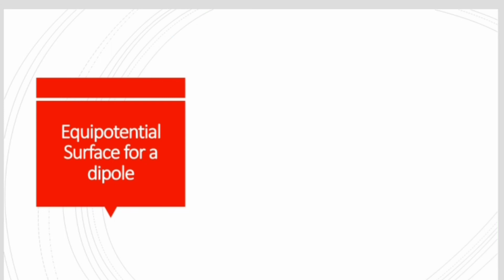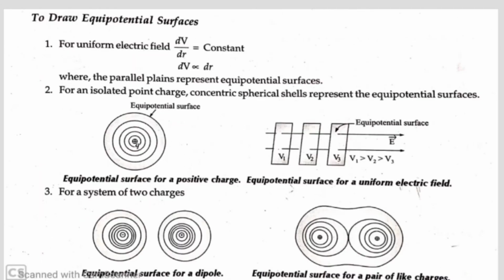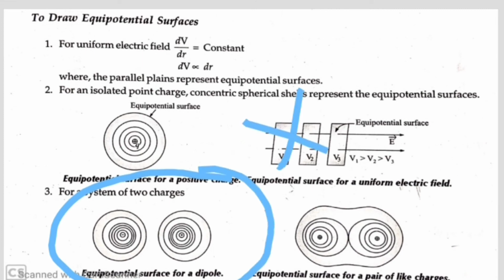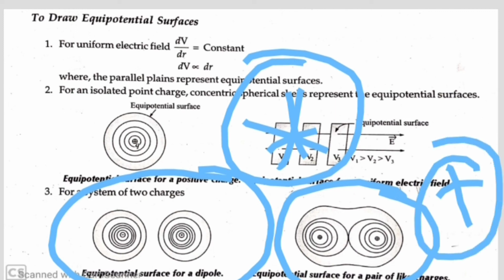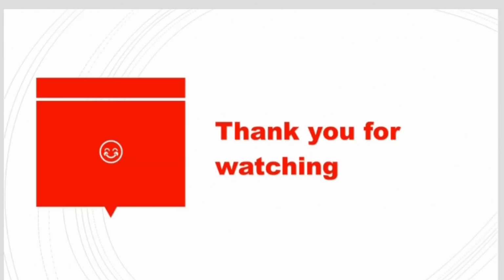I am just pasting a beautiful picture of it, that is here for a dipole. This is most important, and most of the time if any drawing comes in this topic, then only this picture will come. This is for two like charges. Here they have taken two positive charges, right? So this will be your equipotential surface for a pair of like charges, and this is the equipotential surface for a dipole. So up to this, thank you for watching.